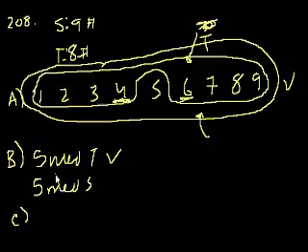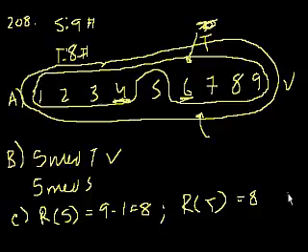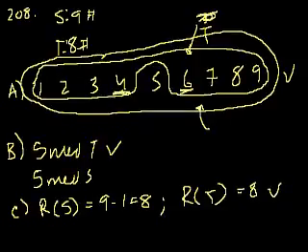Choice C. The range of S is equal to the range of T. So the range of a set is just the difference between the highest and lowest number. The range of S is equal to what? The highest number in S is 9. The lowest number in S is 1. So that equals 9 minus 1, which is equal to 8. What's the range of T? Well, the highest number in T is 9. The lowest number is 1. 9 minus 1 is equal to 8. So this one can definitely be true.